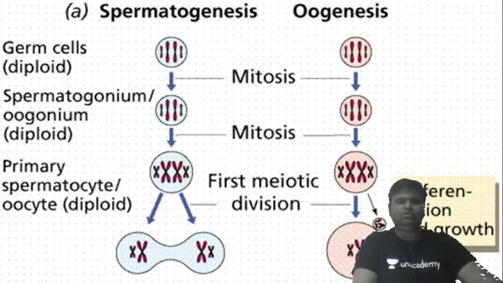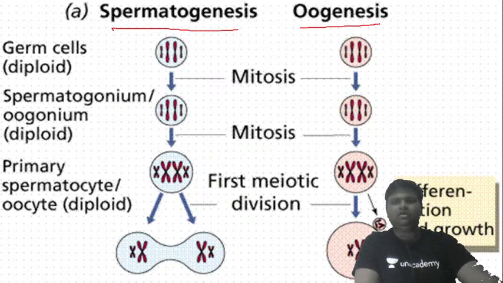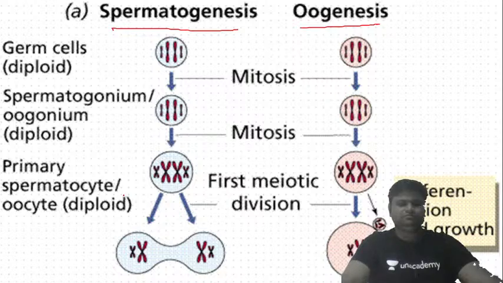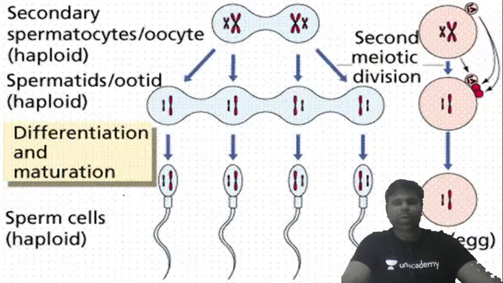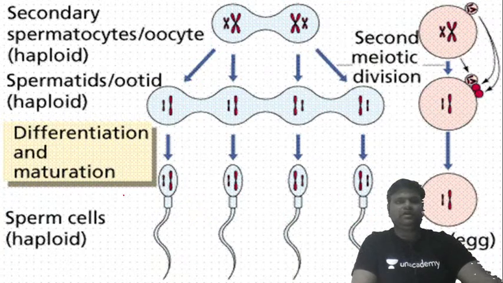So this is spermatogenesis. This is oogenesis. First there is mitosis, and the spermatogonium or the oogonium is formed. Then there is the first meiotic division leading to the formation of the primary oocyte and the secondary oocyte. The secondary oocyte is all occurring in the haploid stage.